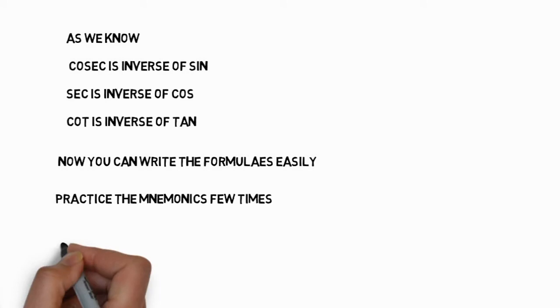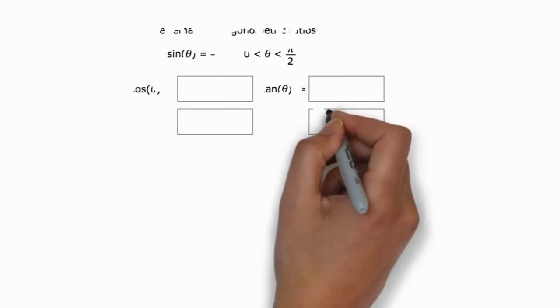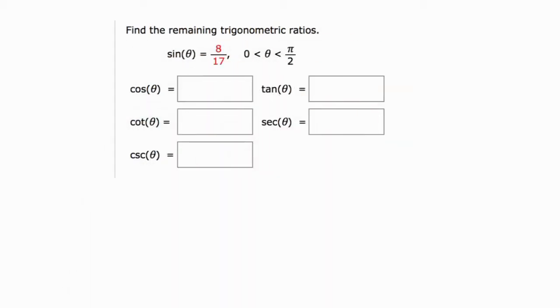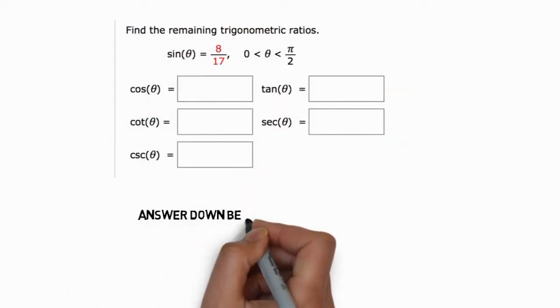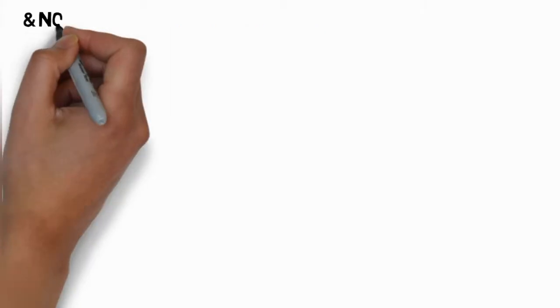Now I think we are good to go to solve a question. Let's have a look. Consider sin theta is equal to 8 by 17. Find the values of all the trigonometric ratios. Answer down below in the comment box.